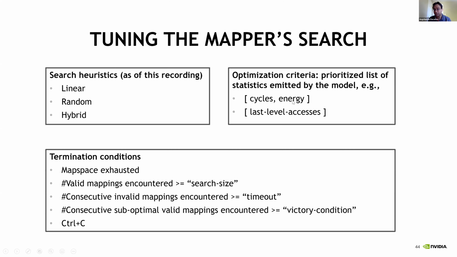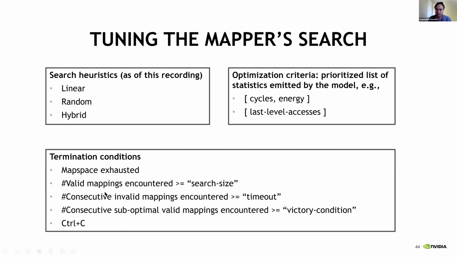So in this example, cycles, energy states that, hey, Mr. Mapper, look for a mapping that gives you the minimum number of cycles. But if two mappings have the same number of cycles, then you should use the energy to differentiate between them. And this is a prioritized list of unlimited size. You can have as many stats in this as you want. And here's another example. If you want to just look at the last level accesses, for example, although I showed you a caveat right in the beginning why that's a bad idea, it's just another statistic that the model provides, and so you can use it.